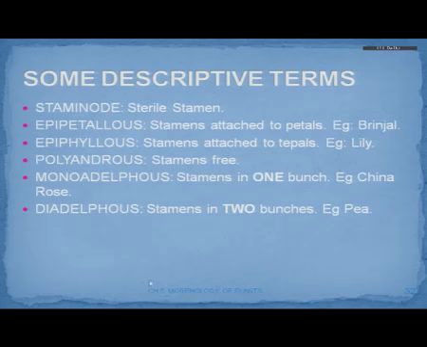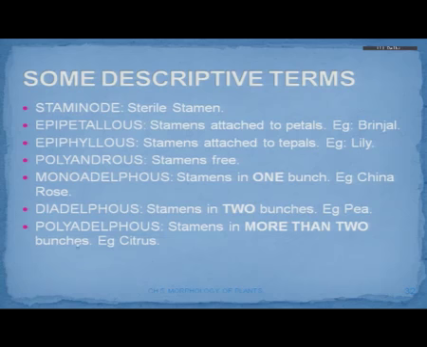Similarly, if two bunches are present, then the androecium will be said to be diadelphous. Now, it is not necessary that in those two bunches equal number of stamens be present. It may so happen that one bunch has only one single stamen while the other has many. And when more than two bunches are present, the androecium is said to be polyadelphous, that is having more than two bunches. Example is citrus.